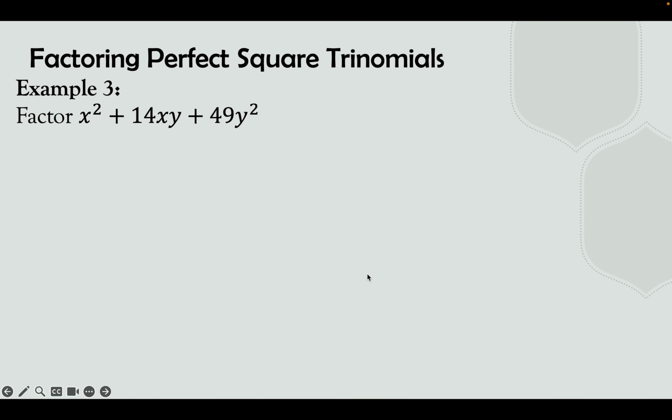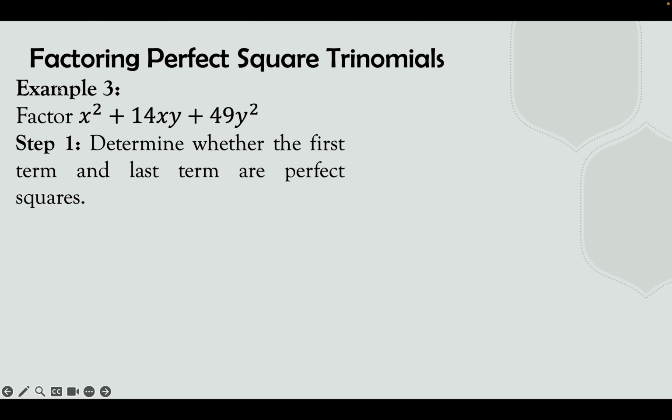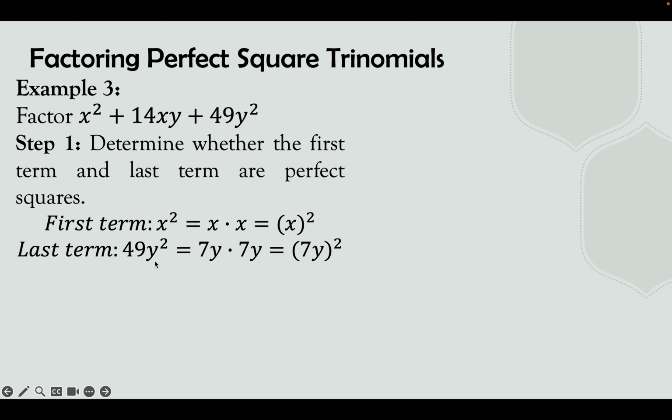Example number 3: factor x² + 14xy + 49y². Let's determine whether the first term, x², and the last term, 49y², are perfect squares. We take the square root so that we can easily find out if it is a perfect square or not. The square root of x² is x, so in exponential form we have x². For the last term, the square root of 49 is 7, and the square root of y² is y.